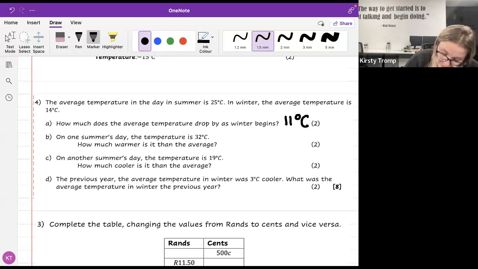B, on one summer's day, the temperature is 32 degrees. These people definitely live in Durban, hey? How much warmer is it than the average? So if the average is 25 degrees and it was 32 degrees, then the difference is 7 degrees Celsius. On another summer's day, the temperature is 19 degrees. How much cooler is it than the average? So if the average is 25 and it was 19 degrees, that means it's going to be 6 degrees Celsius.